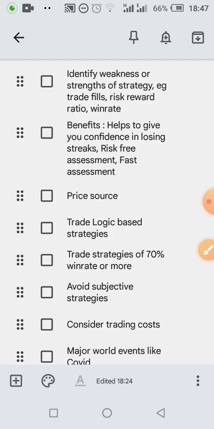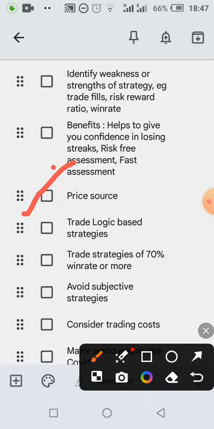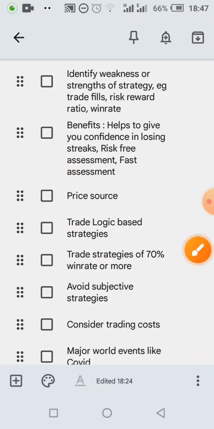And then you should also know and have more confidence that when you are backtesting, you are doing a risk-free assessment of knowing whether your trading strategy is profitable or not. So that's also another advantage of backtesting.